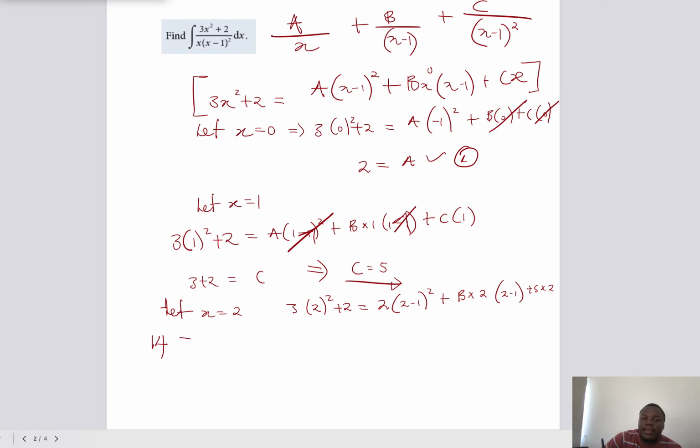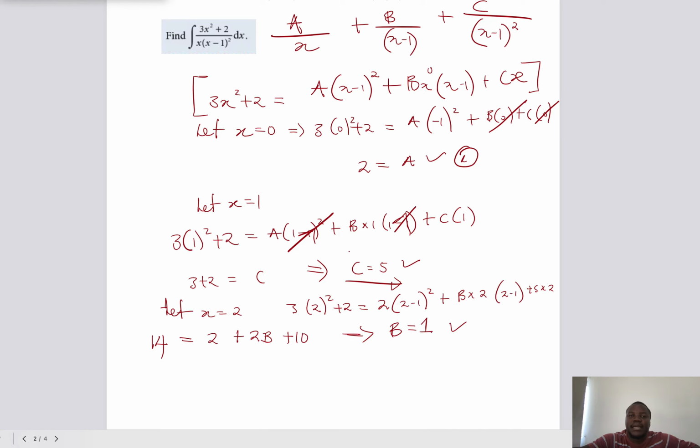So you've got 14 equals 2, and then plus 2b plus 10. Here this is just basic algebra. 10 plus 2 is 12, transpose it over, 14 minus 12 is 2, divide by 2, so you should confirm that b is actually equal to 1. So at this point we've got b, we've got c, we've got a.